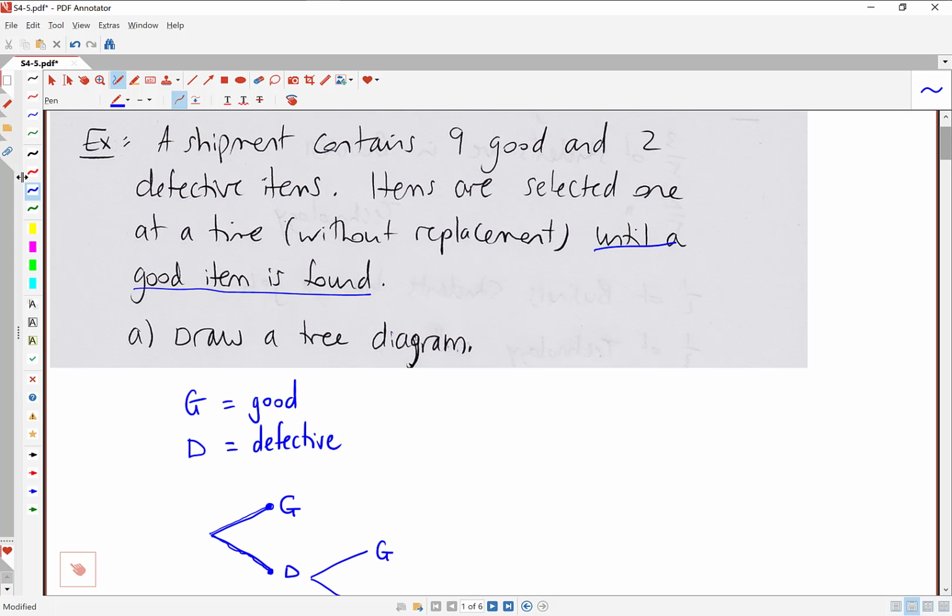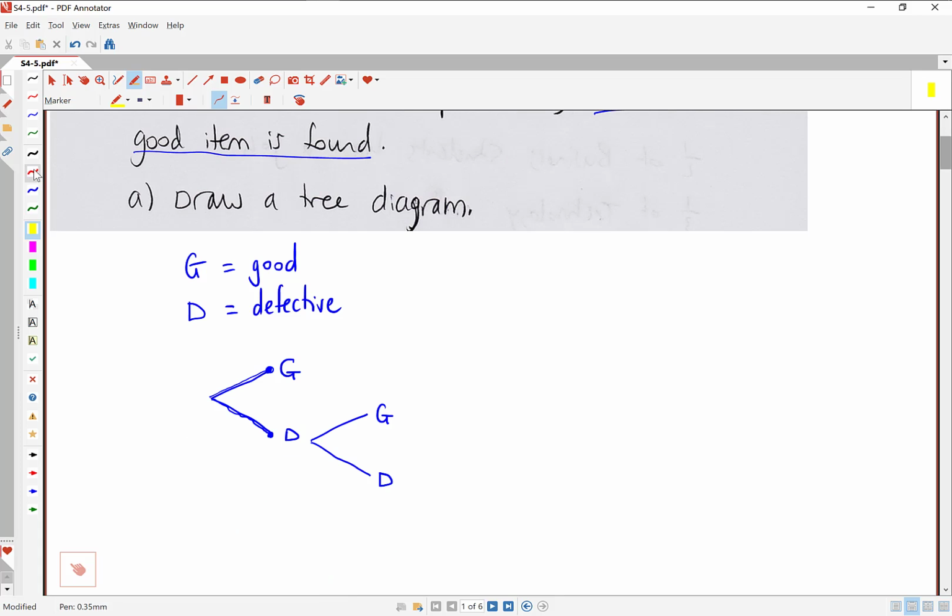So let's look back at our information about the shipment. We know the shipment had 9 good and 2 defective items. So let's put some probabilities on here. At the beginning of the selection, there were 11 items in the shipment. 9 of them were good, so 9 out of 11 probability that we got a good item at the beginning, 2 out of 11 probability that we got a defective item at the beginning.